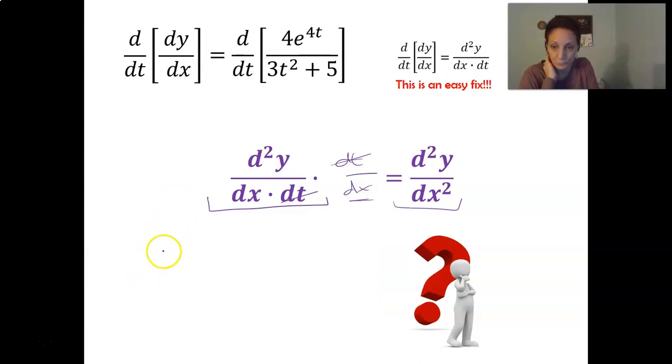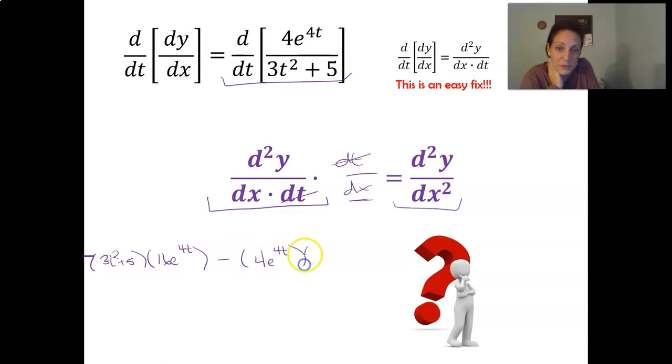All right. When I go to do this derivative here, it's a quotient rule. Remember, those things don't go away just because we're doing other derivatives. So when I go to do this derivative, it's going to be 3t squared plus 5 times the derivative of my numerator. So I have to chain rule again there. So it's going to be 16 e to the 4t minus my numerator times the derivative of my denominator, which is 6t, all over my denominator squared. So 3t squared plus 5.